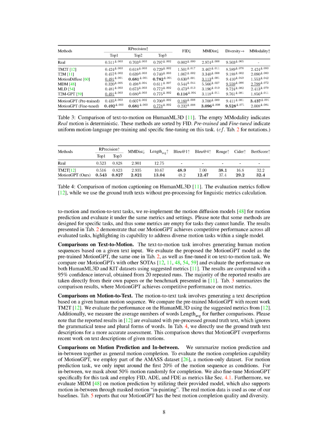The next subsection, Comparisons on Motion-to-Text, is about a task that generates a text description from a provided human motion sequence. We gauge the pre-trained MotionGPT's performance against the recent TM2T model on the HumanML3D dataset. We also calculate the average number of words used in the text descriptions to compare results further. Please note that the evaluations consider pre-processed ground truth text, which disregards grammatical tense and the plural forms of words.